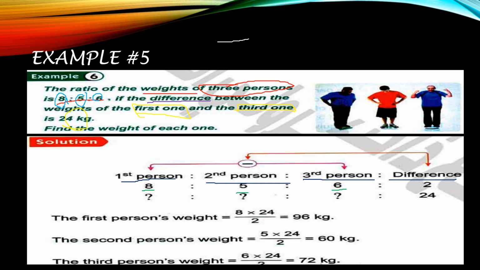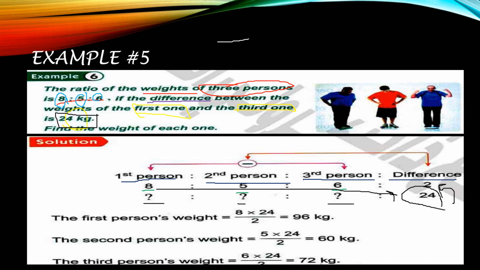Cool. We have a question mark under the first person because we don't know their weight yet. With the second person, the same thing. The third person, the same thing. But do we know the difference? He has told us that the difference is 24. Amazing, so we have put the difference. Now we have discussed how to solve this in the past video. We're going to cross multiply here. So 8 times 24, and then the result is going to be divided by 2. The same with the second, the same with the third.